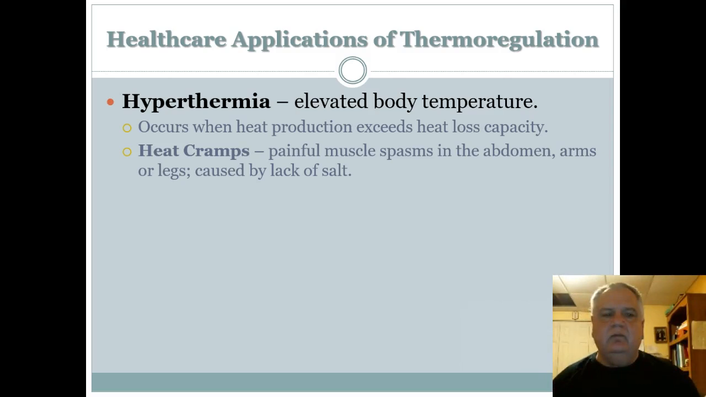Now, there are some symptoms of hyperthermia that we can talk about. The first is heat cramps. These are painful muscle spasms that occur in areas like the abdomen, the arms, or legs, and this is due to a lack of salt. So we're losing sodium, because with this hyperthermia, the heat loss mechanisms are kicking in. Those sweat glands are going to be really highly activated. Water is going to be coming to the surface, and if you've ever tasted your perspiration, your sweat, there's a lot of salt in it.